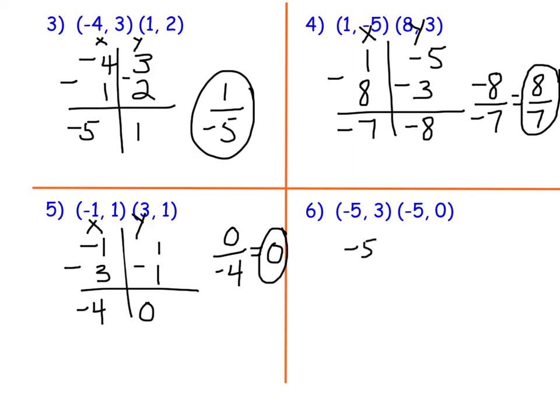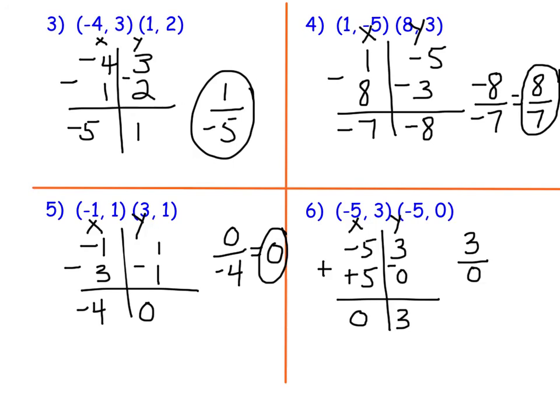And lastly, number 6. Let's go ahead and line them up. -5, 3, and -5, 0. Here's our x, here's our y. Now, being careful on this one, there's a lot of negative and minus signs here on the left. It's -5 minus -5. That means here I need to bloop bloop. -5 plus 5 is 0, and 3 minus 0 is 3. So when I write my fraction, I get 3 over 0.